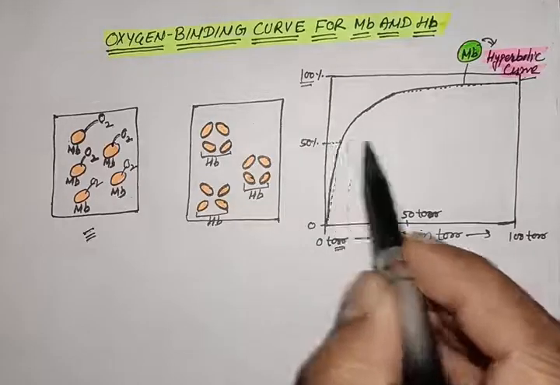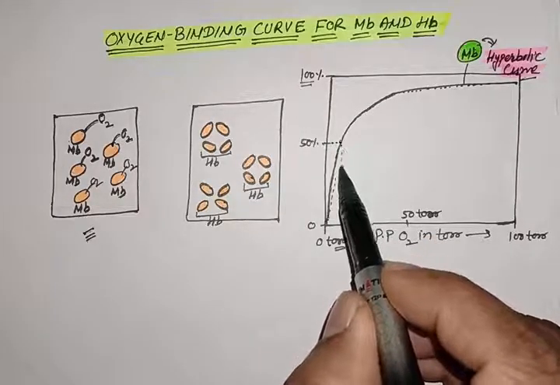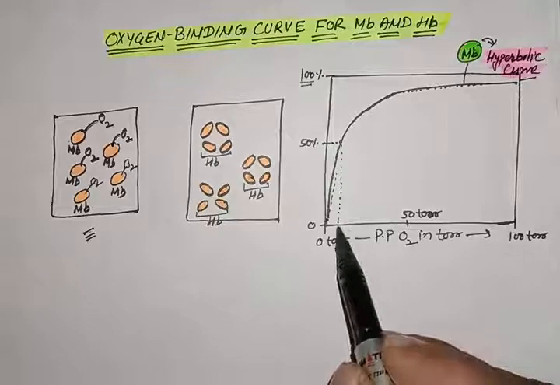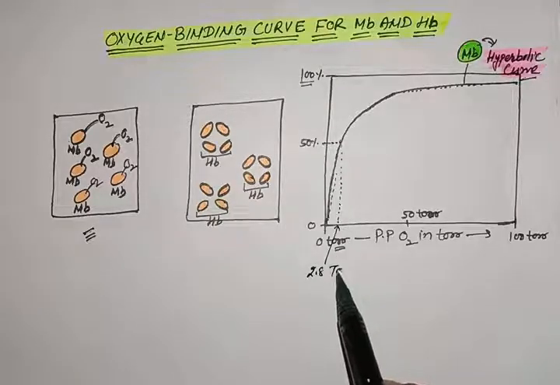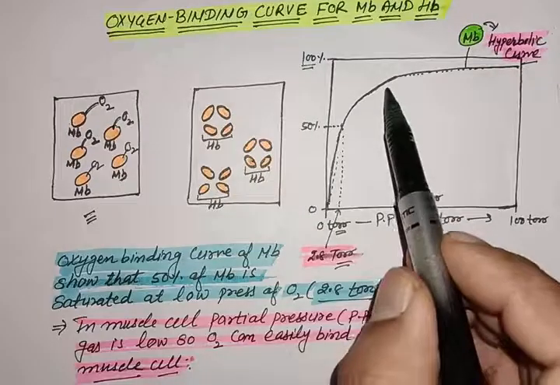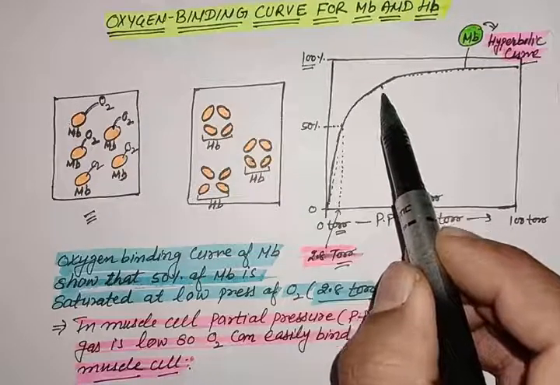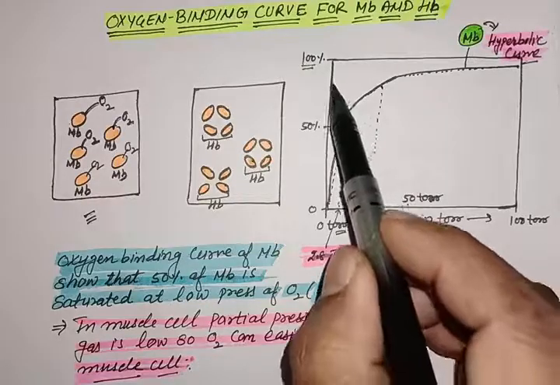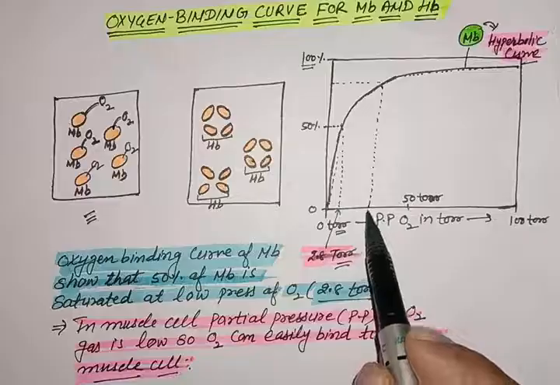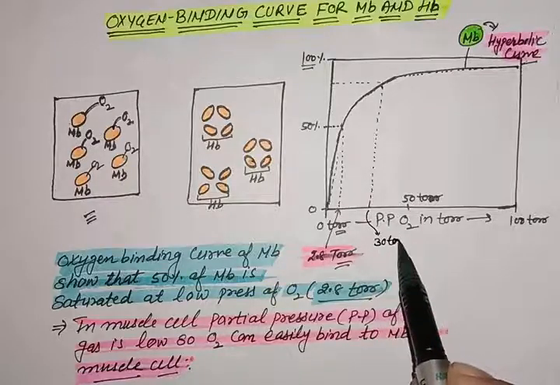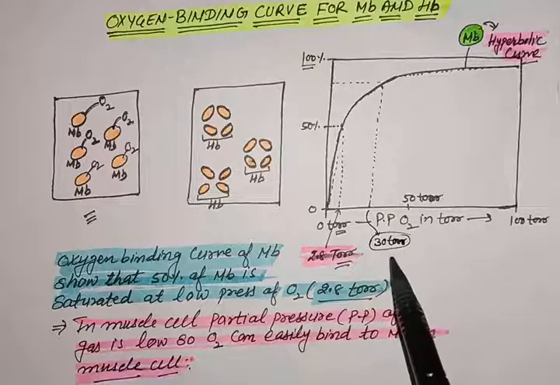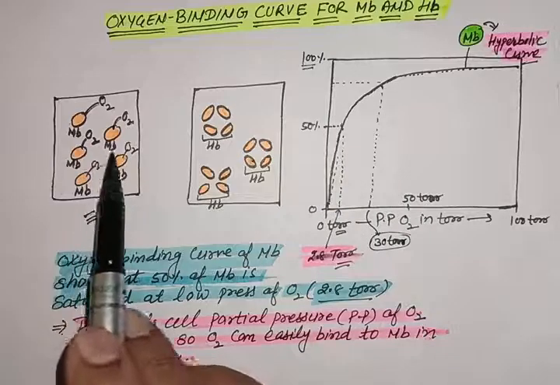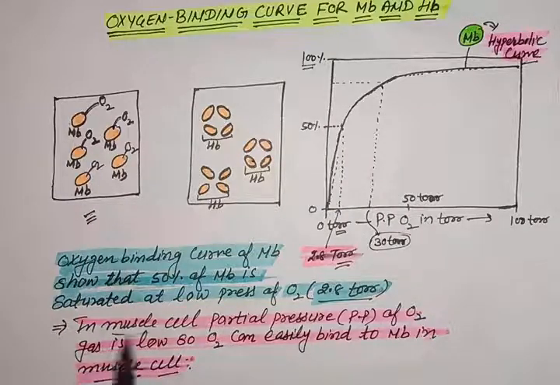From this curve we can see that 50% of the myoglobin is saturated at a very low pressure. This pressure is 2.8 torr. This curve also shows that more than 90% of the oxygen is bound to the myoglobin at a very low pressure, about 30 torr. So at very low pressure most of the oxygen binds to the myoglobin molecules. In the muscle cell, the partial pressure of oxygen gas is very low, so oxygen can easily bind to myoglobin in the muscle cell.